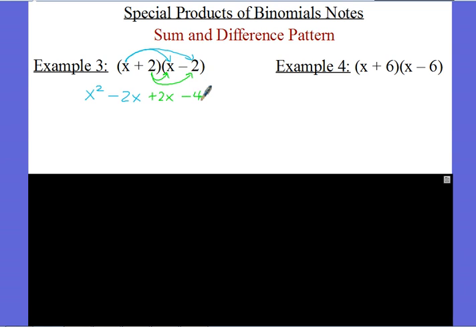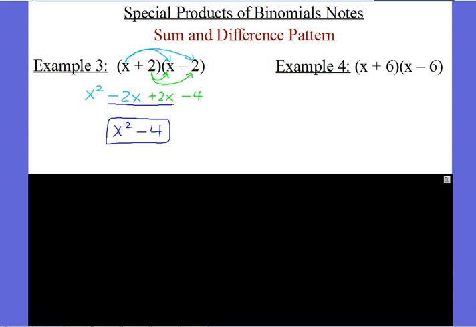So then let's look at combining like terms. I can combine negative 2x and positive 2x. Those get 0x, which is just nothing, so I don't write any x's. I bring down the x squared and the minus 4, and that would be the solution to my original multiplication.